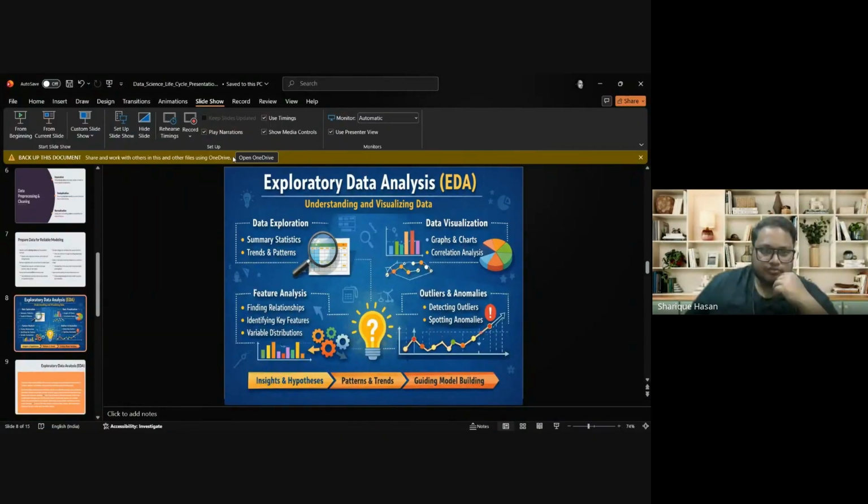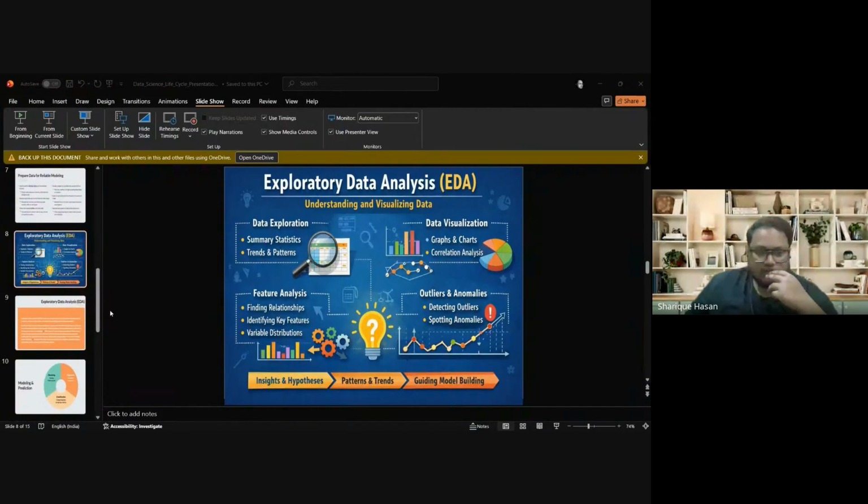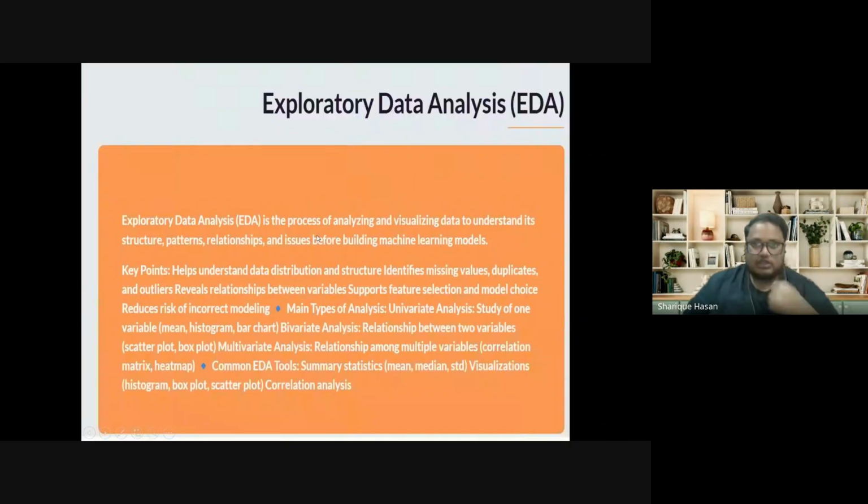So let's continue. Exploratory data analysis is the process of analyzing and visualizing data to understand its structure, patterns, relationships, and issues before building machine learning models. I think it is more clear. There is no need to explain anymore. I will just move to the key points.